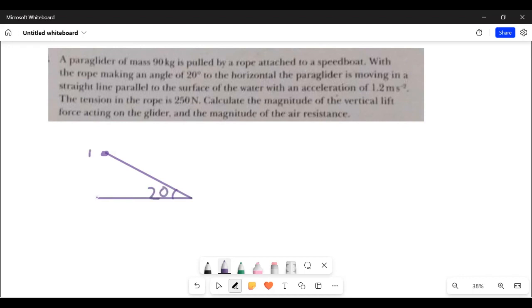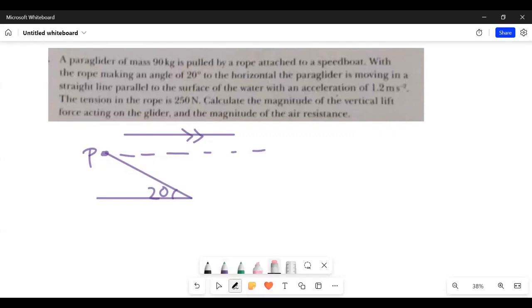Okay. So here's the paraglider. Then a rope attached to it, making a 20-degree angle. And he's moving in a straight line parallel to the surface of the water. So its movement is in this direction. And that means it's moving in a straight line parallel to the direction of the water.